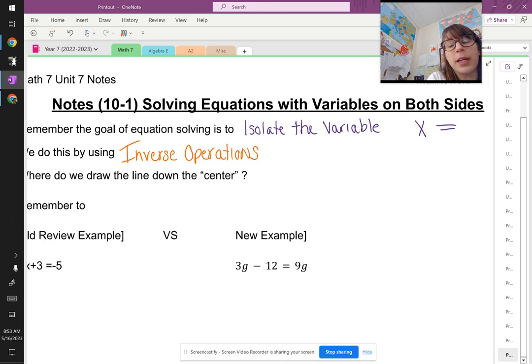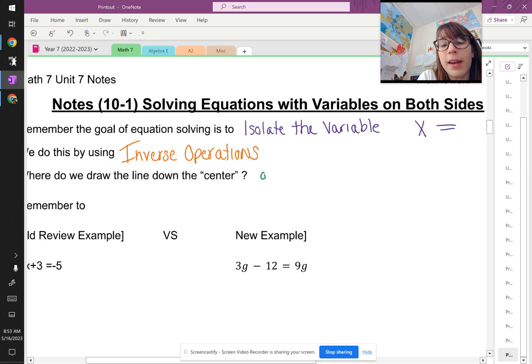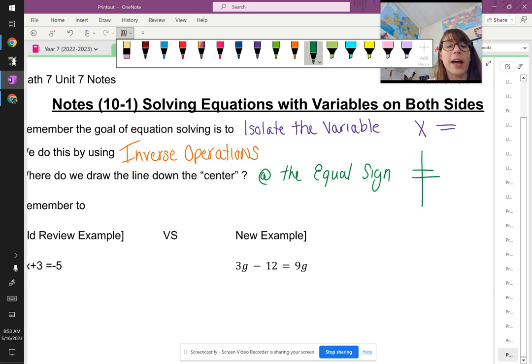If x is being added to 4, the inverse of adding is to subtract, so we're going to go through that. Where do we draw the line down the center? Just review things. That happens at the equal sign, right? Because that is splitting it into 2 equal parts. That is still going to be true. We're still going to be splitting that into 2 equal parts.